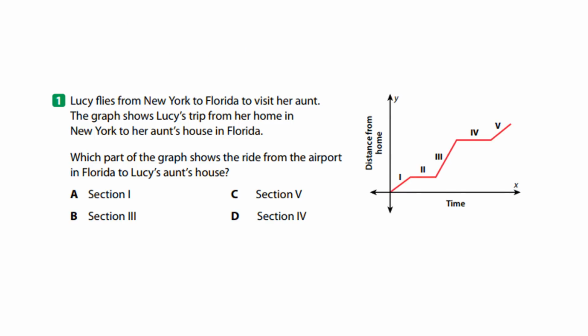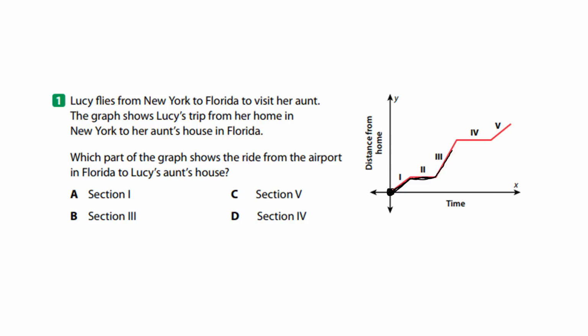Number 1. Lucy flies from New York to Florida to visit her aunt. The graph shows Lucy's trip from her home in New York to her aunt's house in Florida. Which part of the graph shows the ride from the airport in Florida to Lucy's aunt's house? So we can follow the graph along. It starts with her distance from home, meaning Lucy starts at home. So she's starting at her house and she drives to the airport. Then she has to wait at the airport.